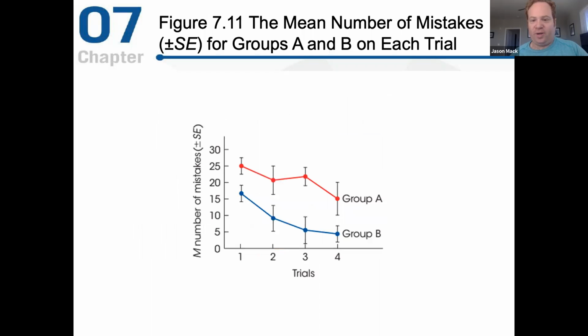Here, figure 7.10, the mean and number of mistakes plus or minus the standard error for groups A and B on each trial.